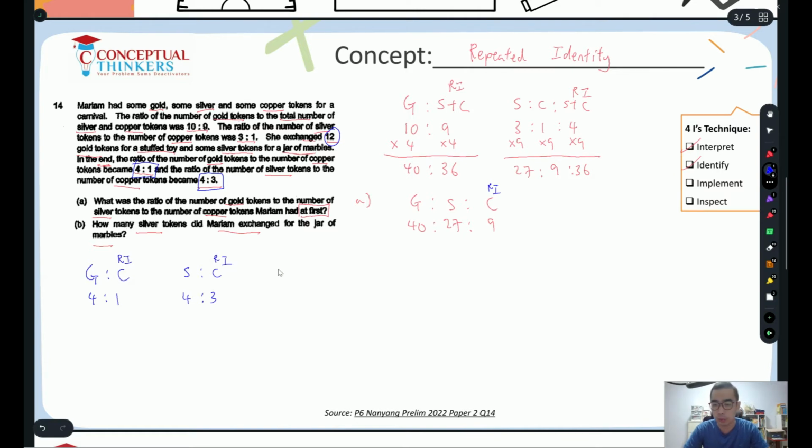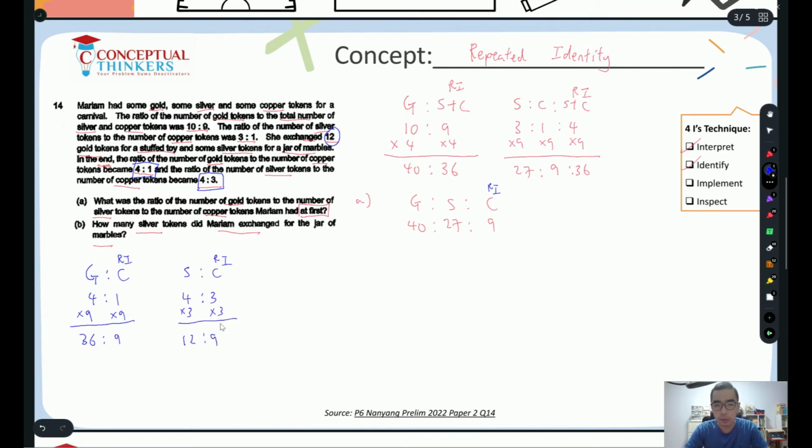Okay, so our job is to make copper equal. So we know that there will be 9 units of copper. So we're going to make this 1 become 9, and this 3 become 9. So we're going to multiply by 9 here. So this will give me 36 is to 9. So this is going to multiply by 3 here. So I'm going to get 12 is to 9.